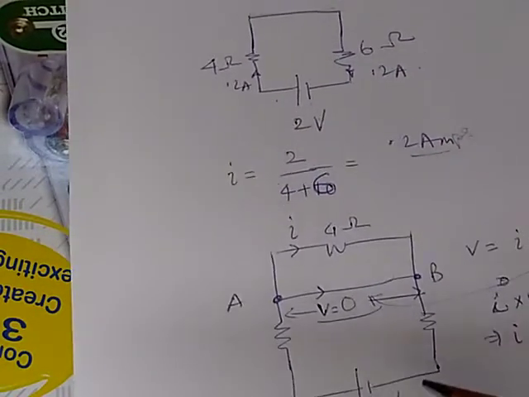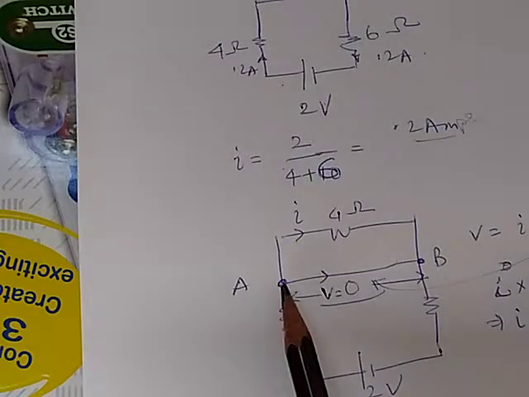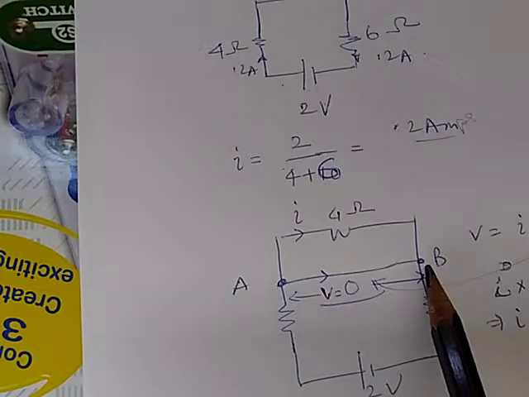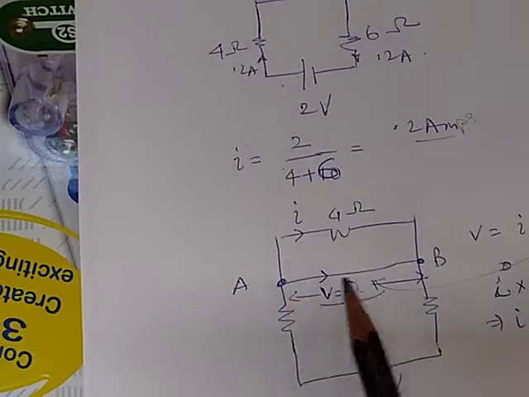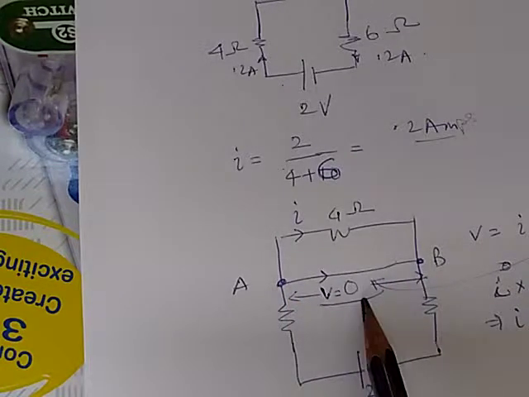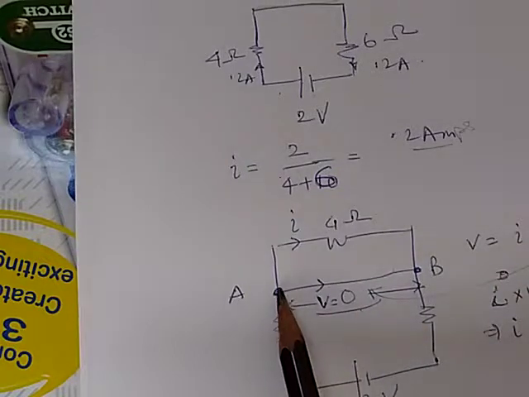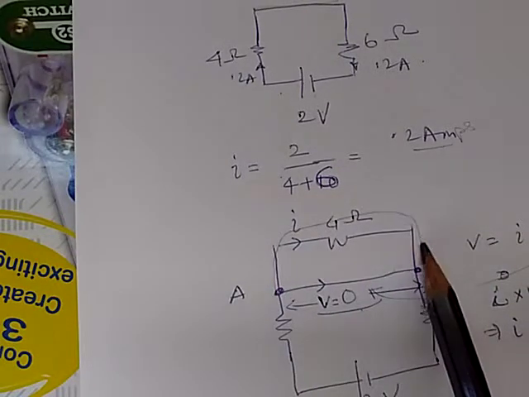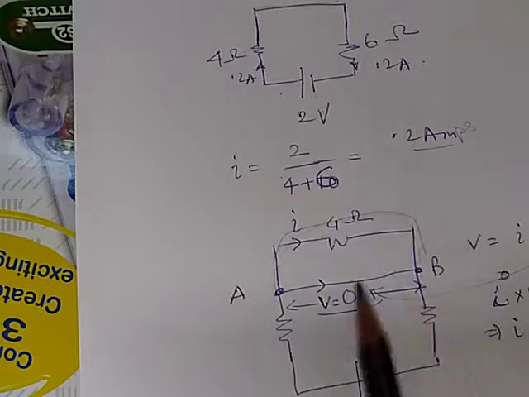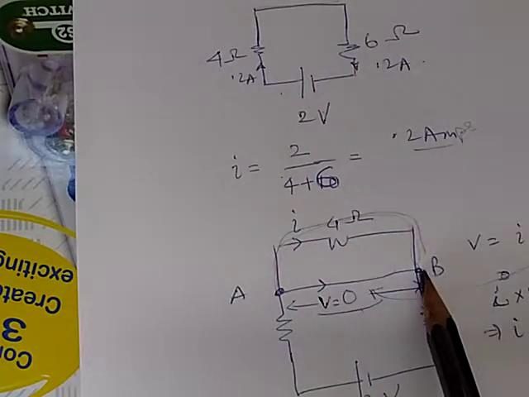We can also understand it with this. Mentally imagine the point A and point B. The voltage across point A and point B is 0 volt. The same is the voltage across if we follow this branch, then also the voltage across A and B is 0.